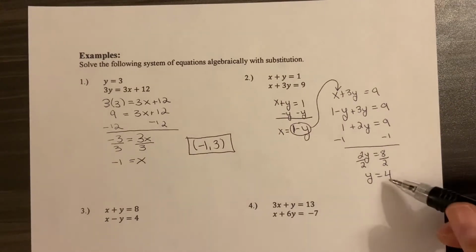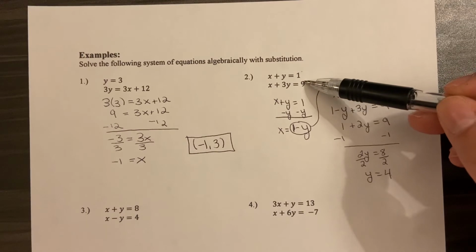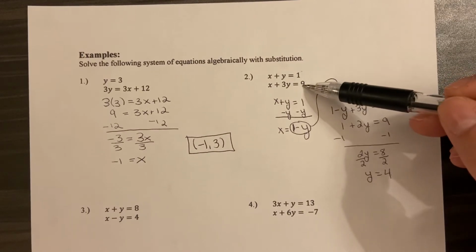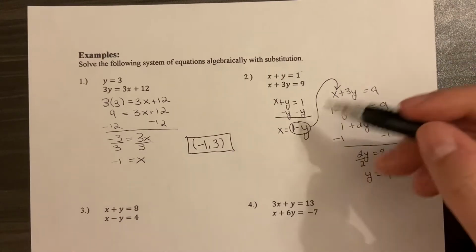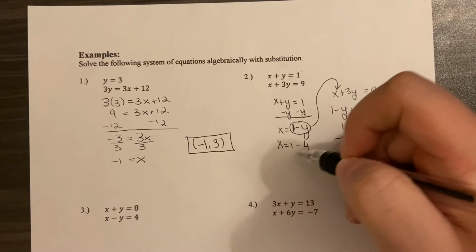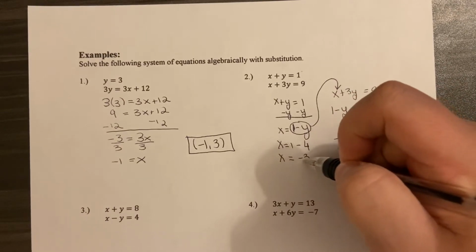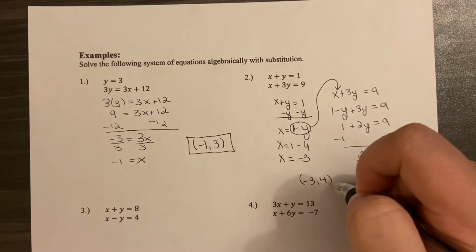Now, once I have y is 4, I can sub it into any one of these equations. This one, this one, this one if I want to. So probably putting it in this one would be the easiest way. If I put 4 in there, I get x is -3. So my final solution would be (-3, 4).